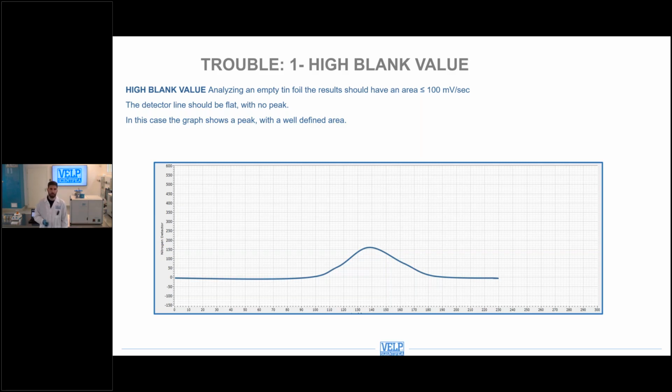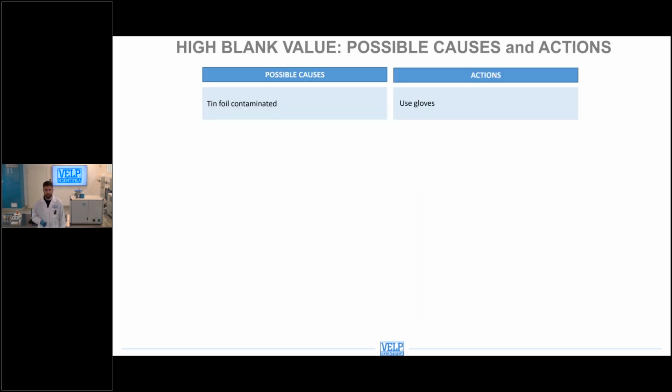The first possible cause could be that the tinfoil is contaminated. So how can a tinfoil be contaminated? When you handle a tinfoil without gloves, some dirtiness or grease from your hands could remain on the tinfoil. So we recommend handling them wearing protective gloves. This is very important because Velp original tinfoils are nitrogen-free, so no peak should be seen when analyzing them.